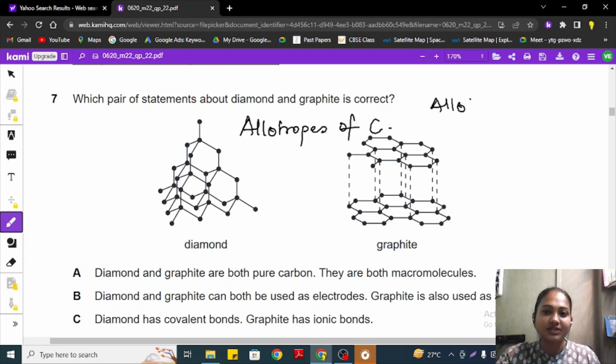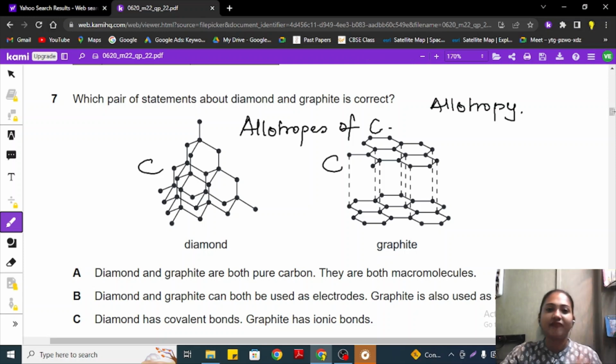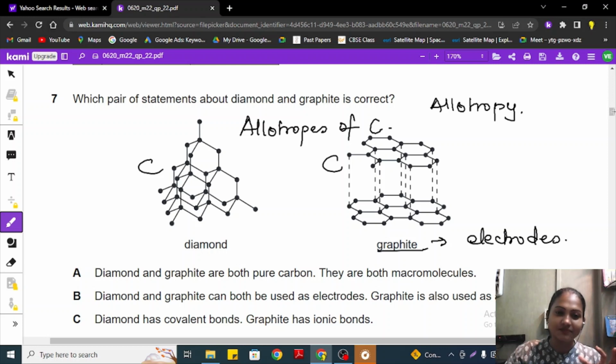They follow the property of allotropy, where they have the same chemical property because they are both made up of carbon, but they have different physical properties because of the arrangement of carbon atoms in their giant structure. So here we have the tetrahedral three-dimensional structure, and here we have the hexagonal planar structure. This is how graphite can be used. It is a good conductor of electricity. It is used to make the electrodes, which we study the most in electrolysis. Whereas diamond is one of the natural hardest substances.